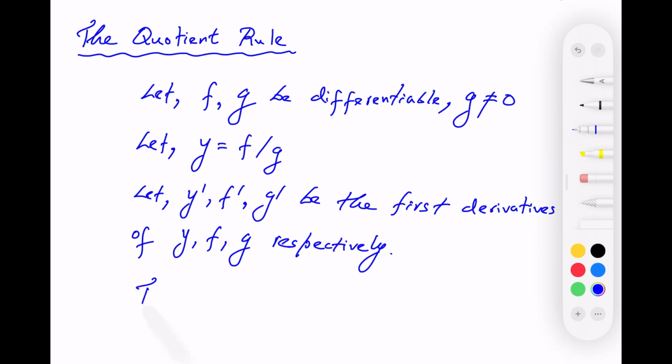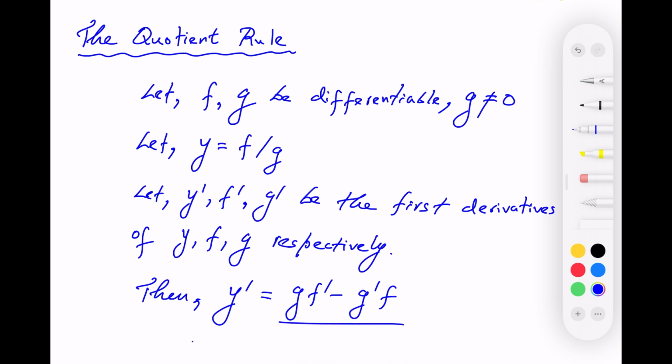Then the quotient rule says the derivative y prime is equal to g times f prime minus g prime times f. All of that has to be divided by g squared. Please note that when y is defined as f over g, where f and g are differentiable functions and g is not equal to 0, the first derivative y prime is equal to g times f prime minus g prime f divided by g squared.